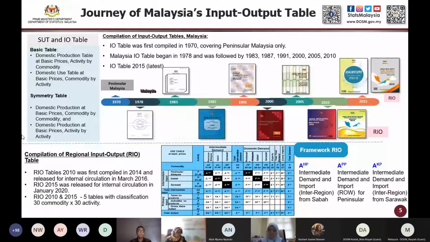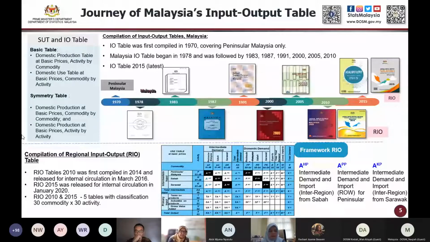I also share the experience of compilation of the regional input-output table for Malaysia. The regional input-output table is an extension of the Malaysia input-output tables. The table portrays the regional and inter-regional transactions of supply and demand between Peninsula Malaysia, Sabah, and Sarawak at basic price. That means we have only 3 regions. The regional economy in the RIO table consists of domestic production and imports.